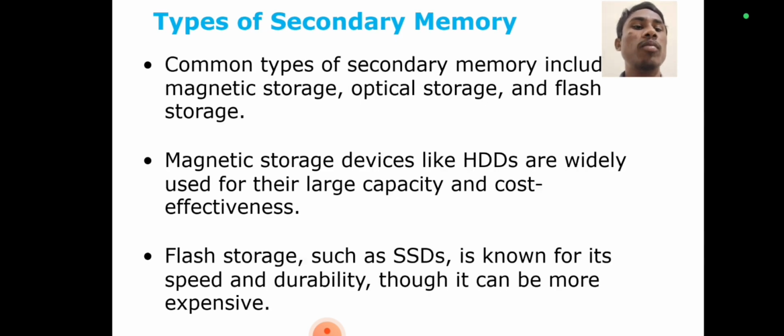Then types of secondary memories. Common types of secondary memory include magnetic storage, optical storage, and flash storage. Magnetic storage devices like HDDs are widely used for their large capacities and cost effectiveness. Flash storage such as SSDs is known for speed and durability, though it can be more expensive. These are the types of secondary memories.